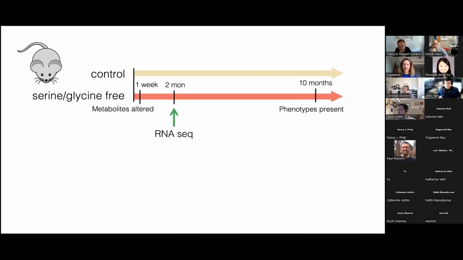Okay. So given that it took a while for the phenotype, but the metabolites seemed to change so quickly, we were interested in looking at what's happening in between, and whether we can get some insight into the cell functions that are being changed. So we decided to do an RNA-seq of the mice after we see the metabolites altered, but well before we see the phenotype, to see if we could see the early things that might be driving the phenotype.